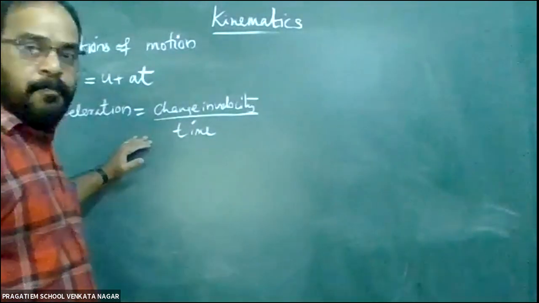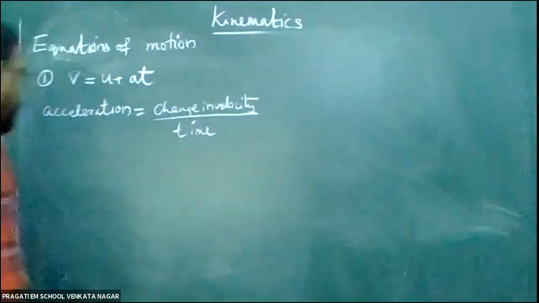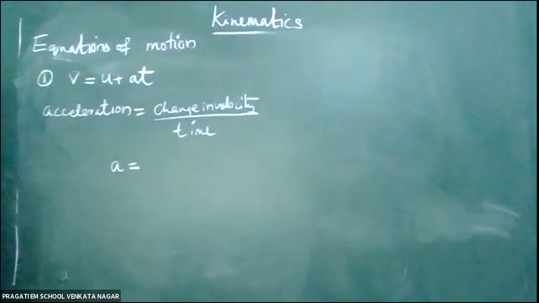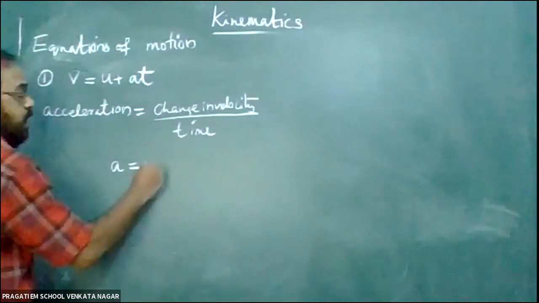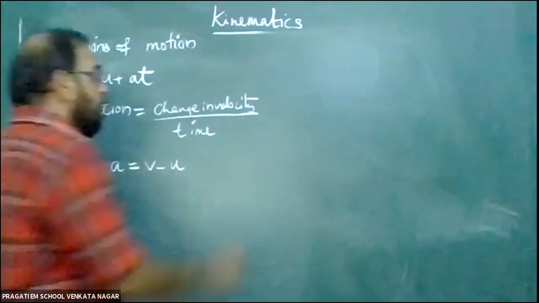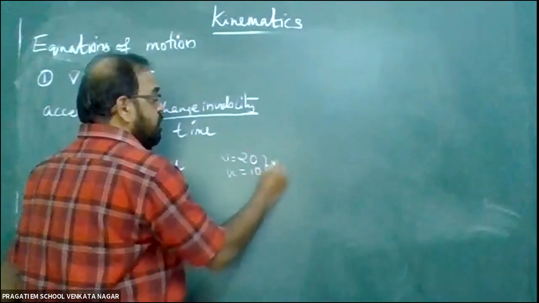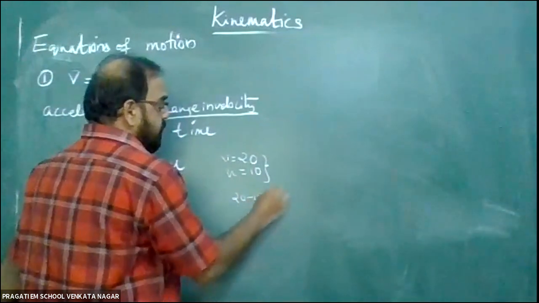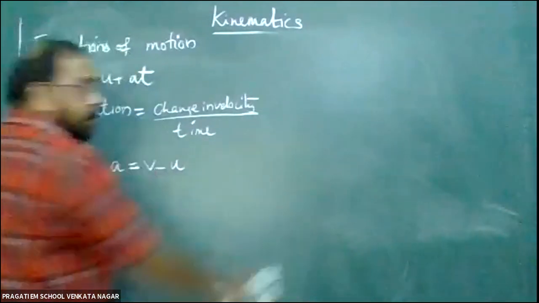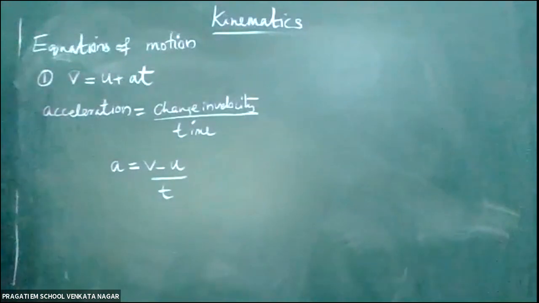Acceleration is equal to change in velocity by time. So the acceleration formula is a is equal to change in velocity, final velocity minus initial velocity, divided by time. For example, if v is 20 and u is 10, the change in velocity is 20 minus 10, that is equal to 10. So that is change in velocity by time. So the next step will be cross multiply.